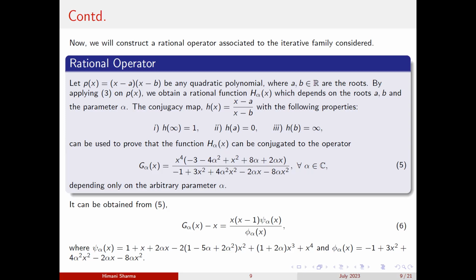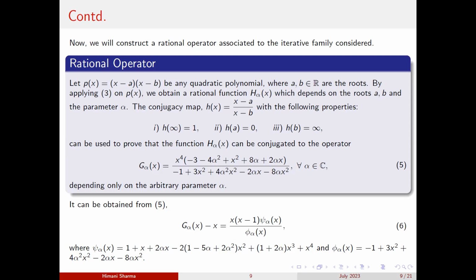Now, if we use a Möbius transformation h(x) = (x - a)/(x - b) with the following properties, then that operator H_alpha can be conjugated to operator G_alpha, which will depend on the parameter alpha only.